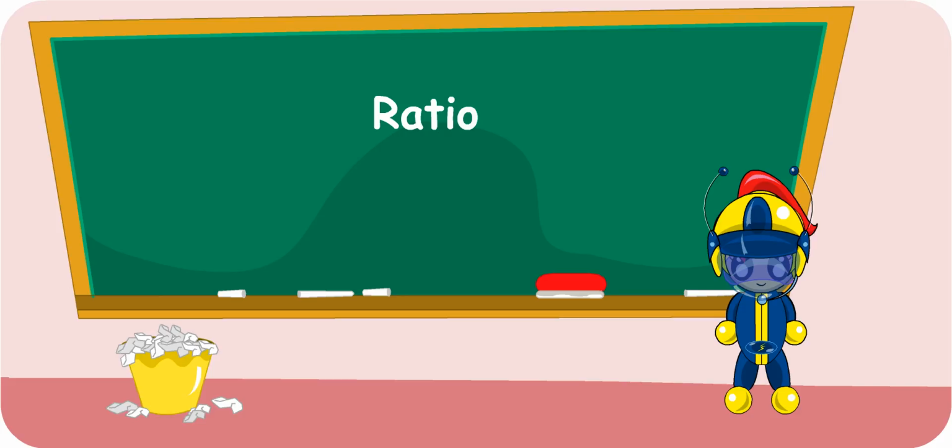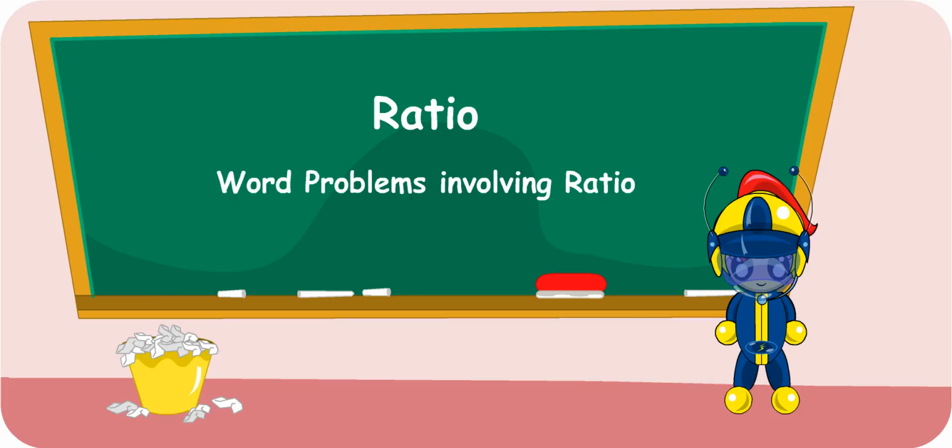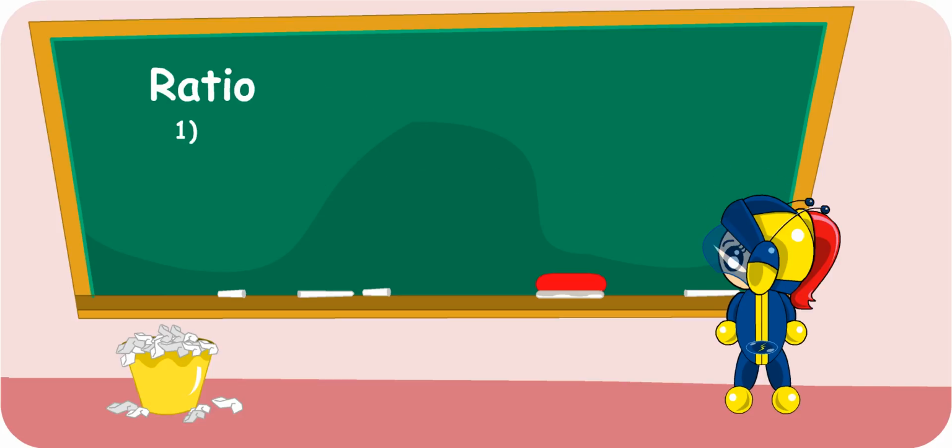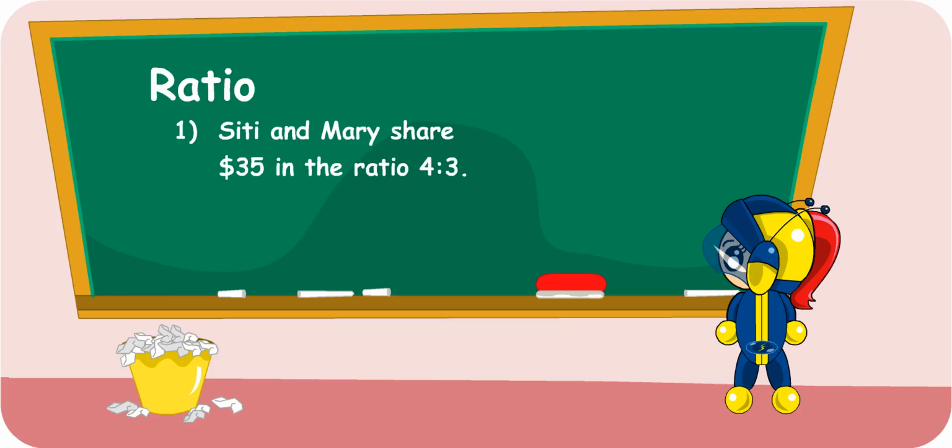Now, I'm going to teach you how to solve word problems involving ratio. Are you ready, TurboGo? Yes, teacher. Let's look at the first problem. Siti and Mary share $35 in the ratio of 4 to 3. How much money will Siti receive?